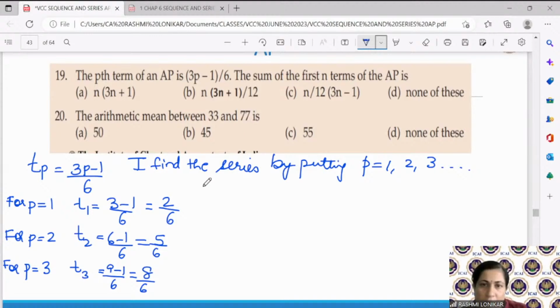Okay, so let me find the sum. Sum of the series will be equal to 2 by 6 plus 5 by 6 plus 8 by 6.